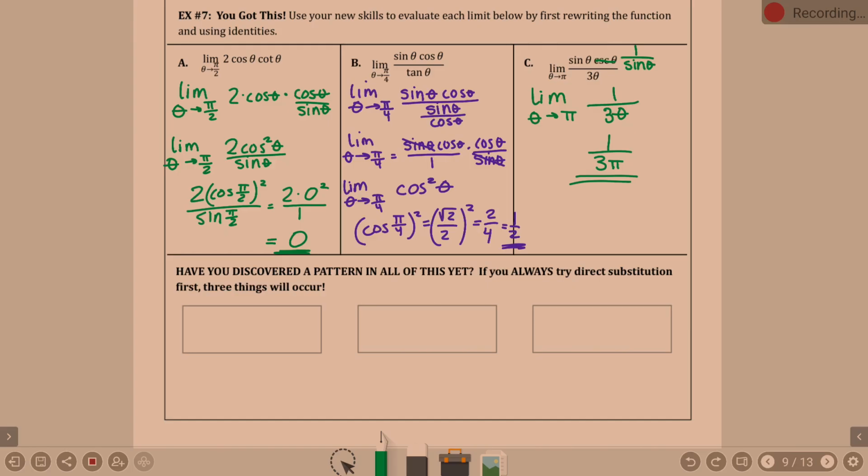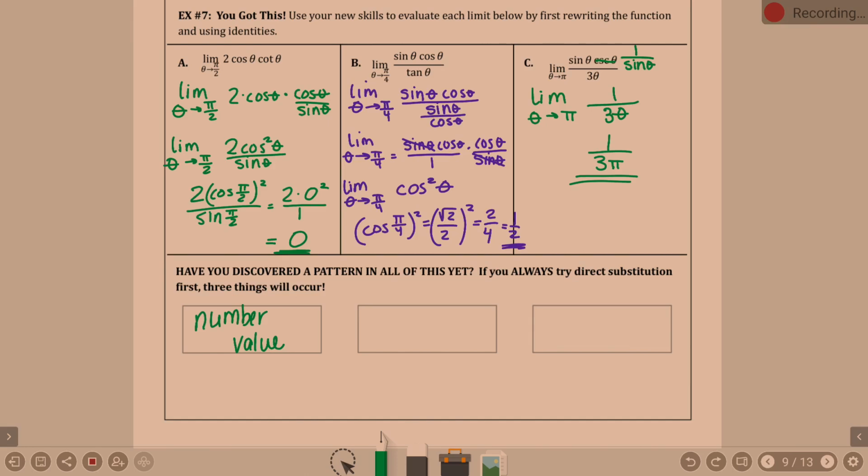Okay, have you discovered a pattern in all of this yet? If you always try direct substitution first, 3 things will occur. Okay. You could get an answer, in other words, in the form of a number value, is what I'm going to write. You could get a number, just a good old everyday number. That's an answer.